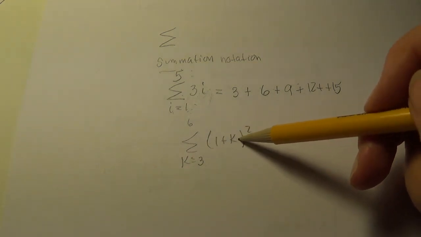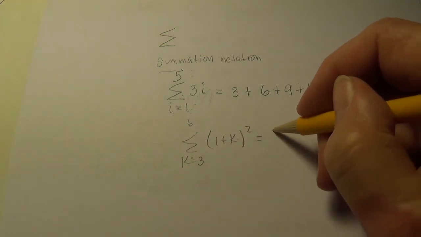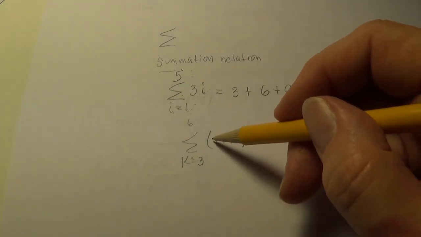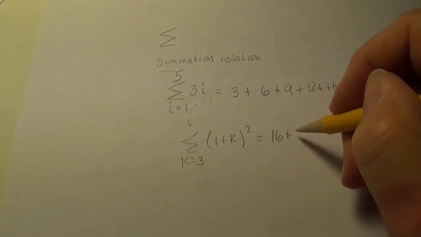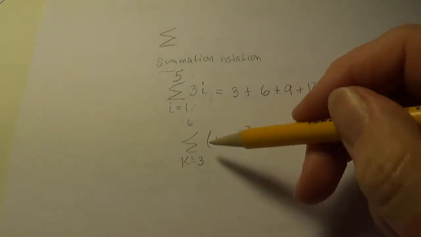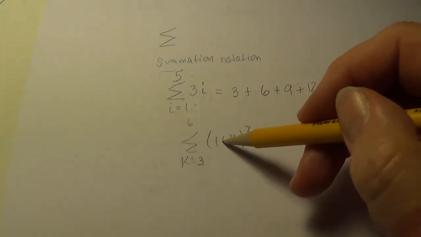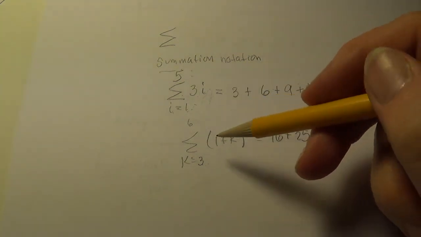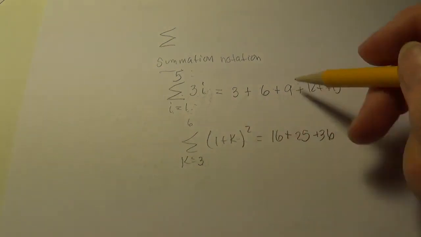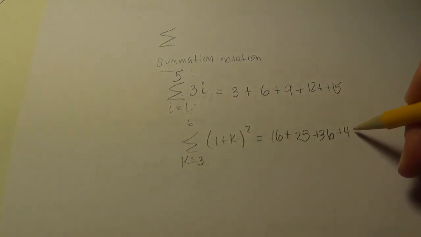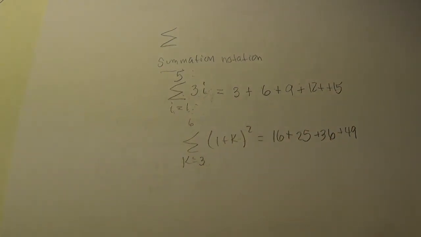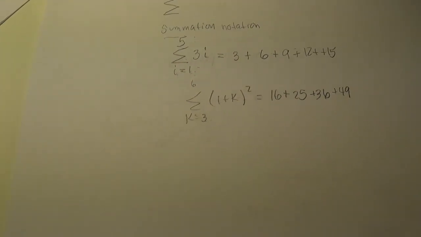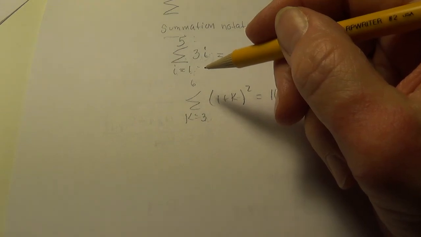So that means the 3 starts in for the k. 1 plus 3 is 4, 4 squared, 16. Plus. Then it increments to 4. 4 plus 1 is 5 squared, 25. 5 plus 1 is 6 squared is 36. And lastly 6. 6 plus 1 is 7 squared is 49. Alright, I didn't add all that up, but you're welcome to do it.